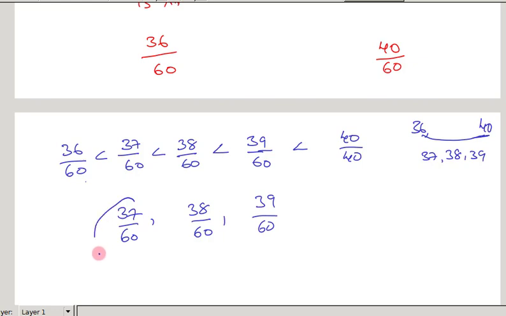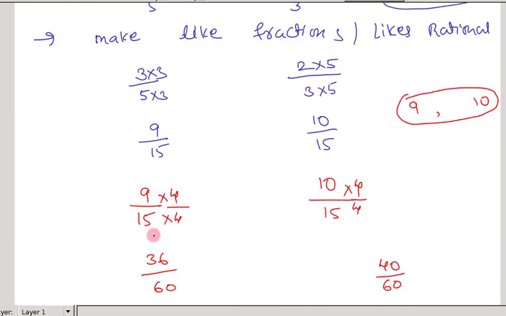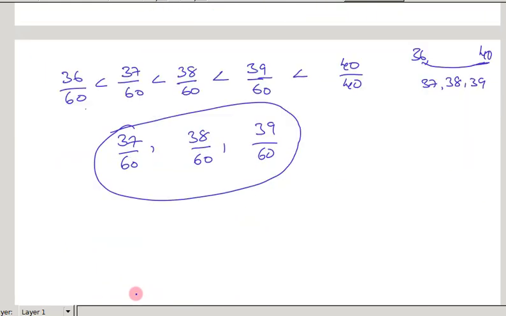So these three are the required rational numbers which lie between the given rational numbers 3 by 5 and 2 by 3. This is how to insert rational numbers between two given rational numbers. And there is another method, which is also called the mean method. I will try to explain that method with another example in the next video.